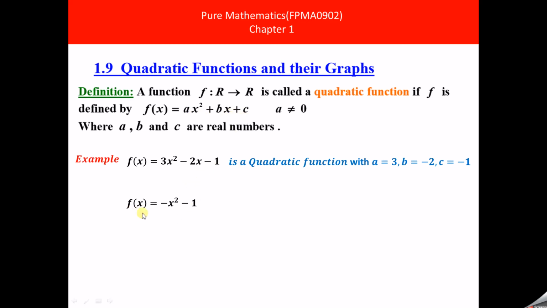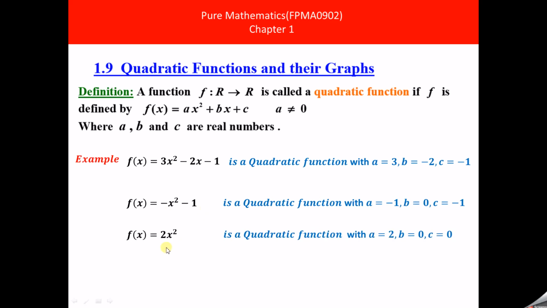Let us take another, f(x) = −x² − 1. Is this a quadratic equation? Again, if we compare with the standard equation, ax² + bx + c, we get a equal to −1. The coefficient of x² is a, which is −1, and −1 is not equal to 0. And what is b? b is 0 because there is no x term in this equation. That means the x coefficient, which is b, is 0, and c, the constant, is −1. So a is −1, b is 0 and c is −1. Since the coefficient of x² is not equal to 0, this is also a quadratic equation.